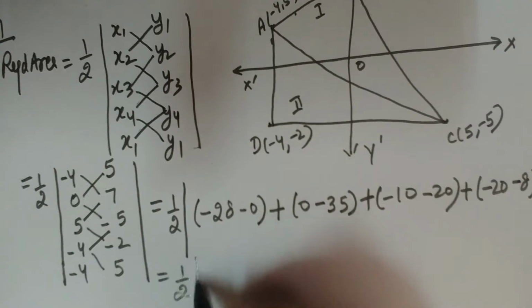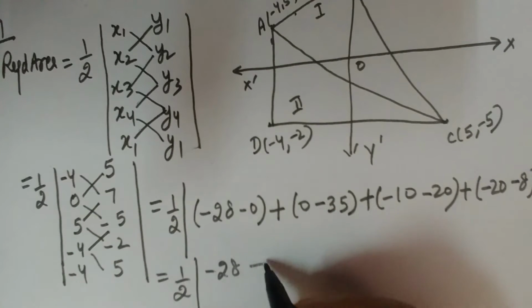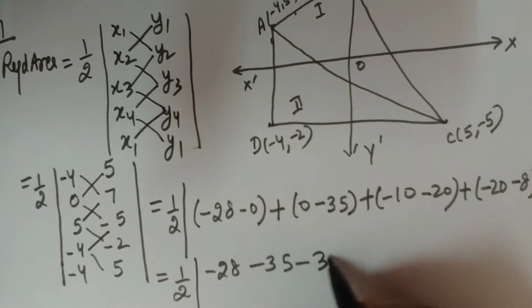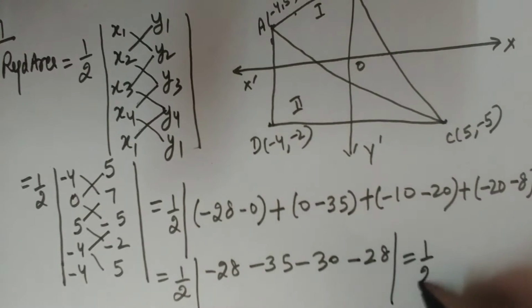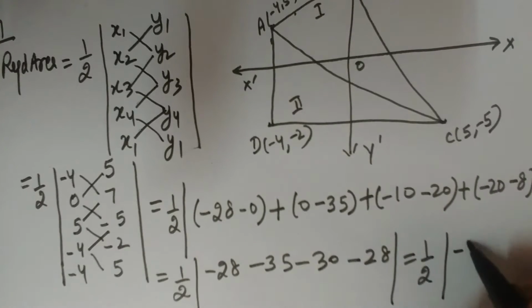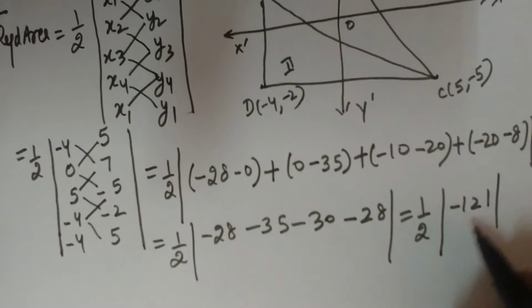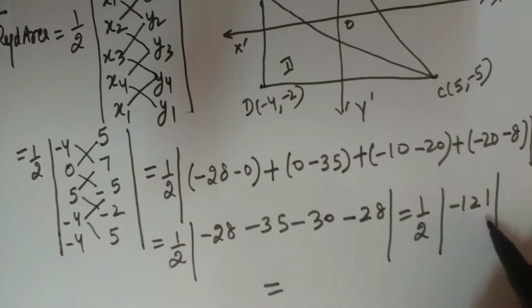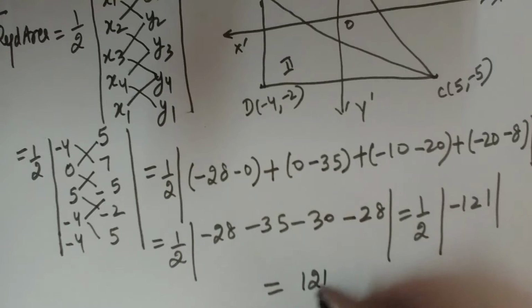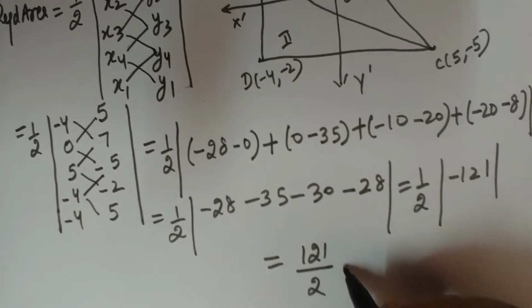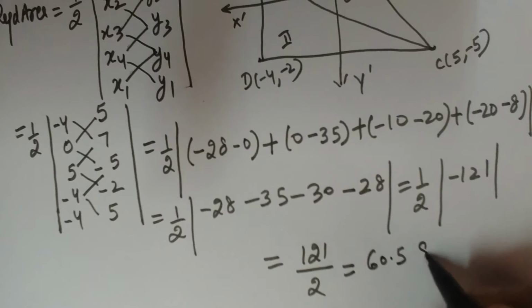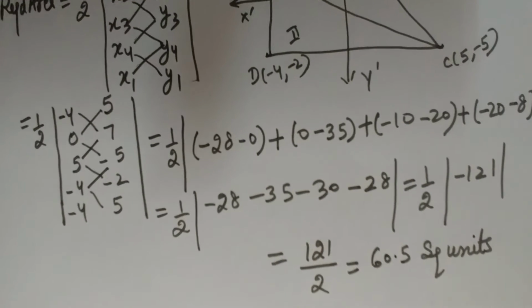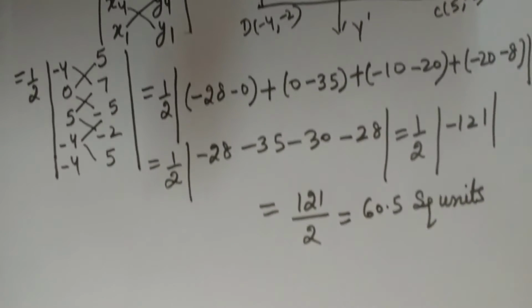So this can be taken as it is minus 28, minus 35, minus 30, minus 28. So it will give me half of, add up all of them, this becomes minus 121, right? So because we are considering the magnitude only, so it is 121 divided by 2, right? So either we can finish the question up to here or 60.5 square units can also be taken, right? So this is how we will solve question number 1.